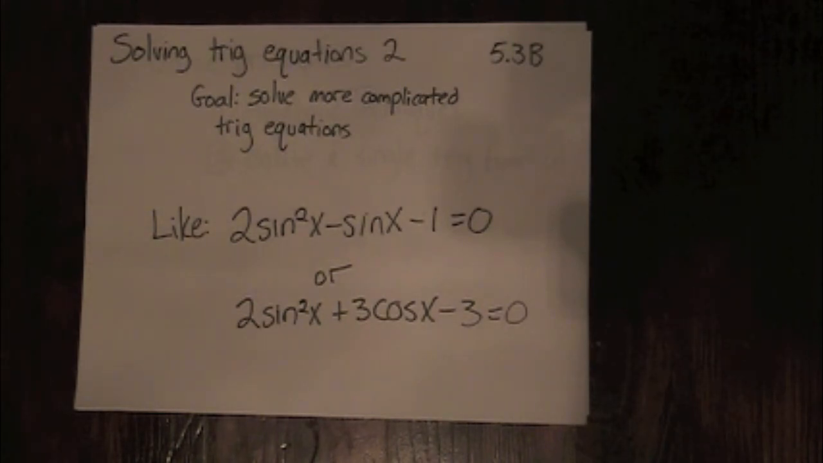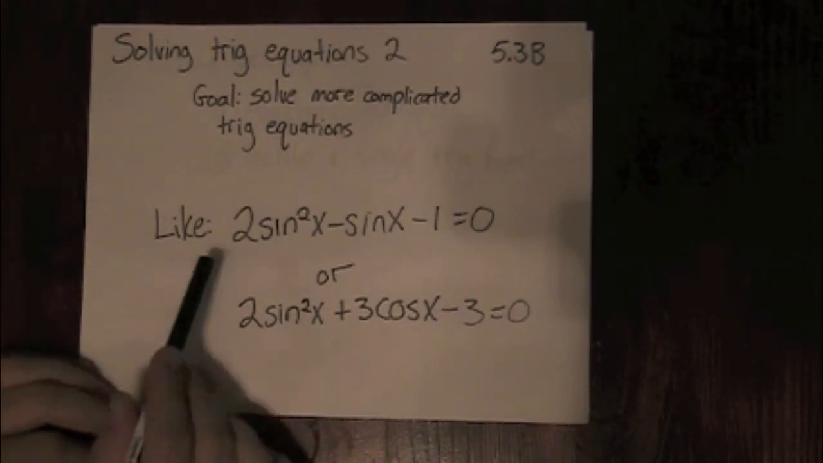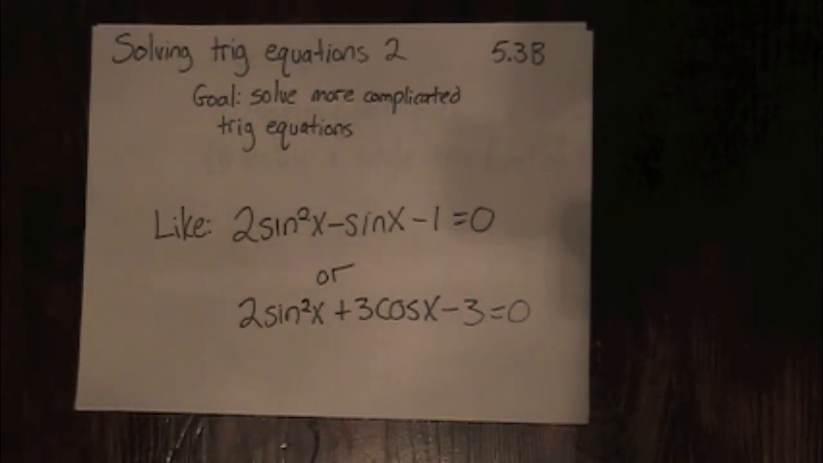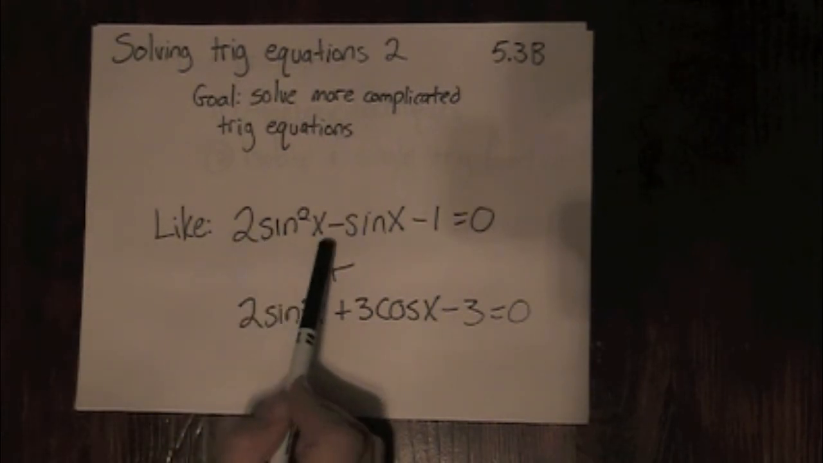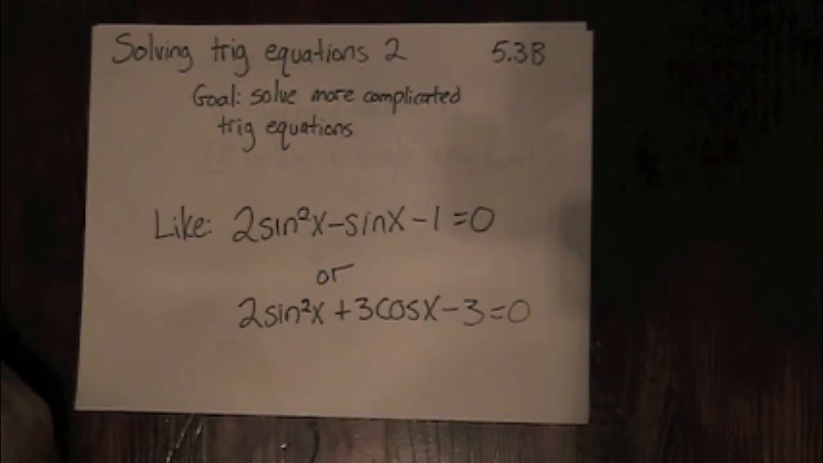This video is going to be about solving some more complex trig equations and is made to immediately follow the video Solving Trig Equations Part 1. The types of equations that we're going to look at today look like the two examples I put at the bottom of the slide. 2 sine squared of x minus sine of x minus 1 equals 0.